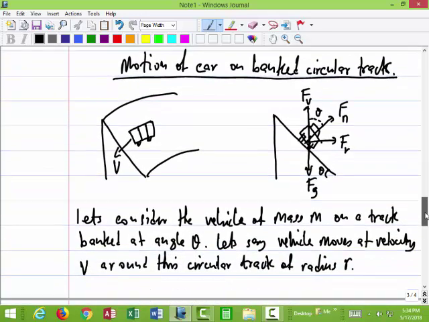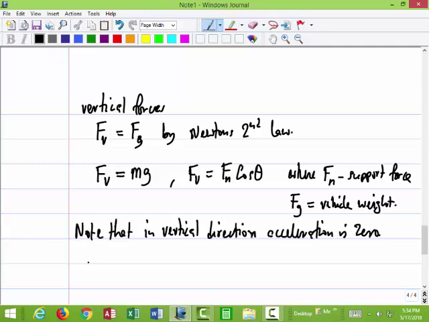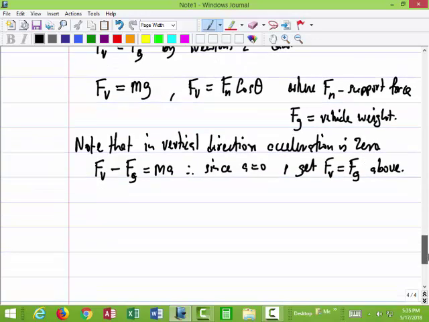And then the next thing is the horizontal component of the force. Well, let me make a point here. Note that in the vertical direction, there is no acceleration. That's why I set Fv equals Fg. So I just applied the second law, and I said that the vertical component of the support force minus the weight Fg should be equal to ma. Therefore, since a is equal to 0, I get Fv equals Fg. So that was what I did to get that result. I just wanted to make that clear to you.